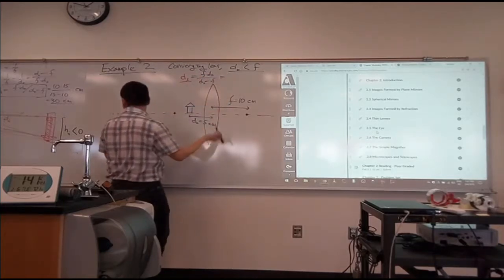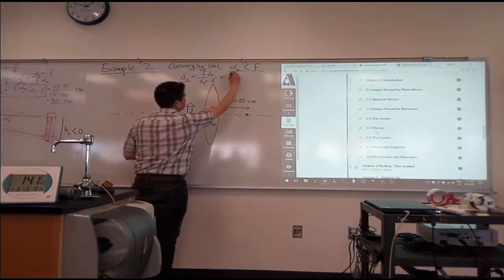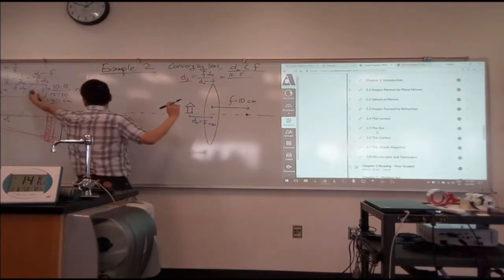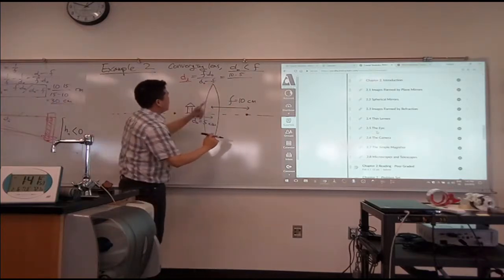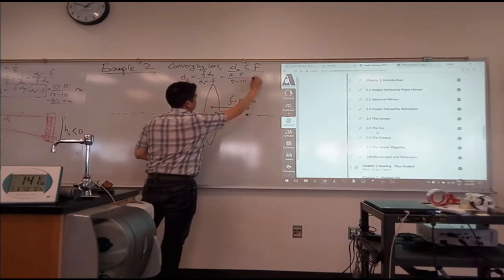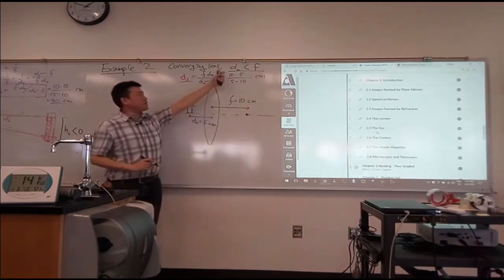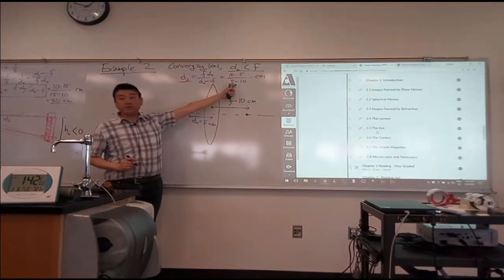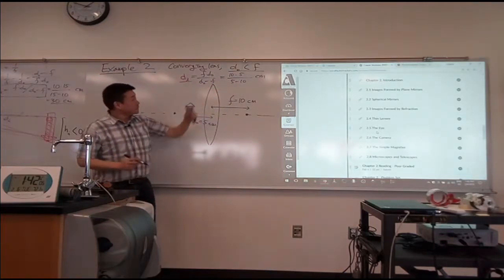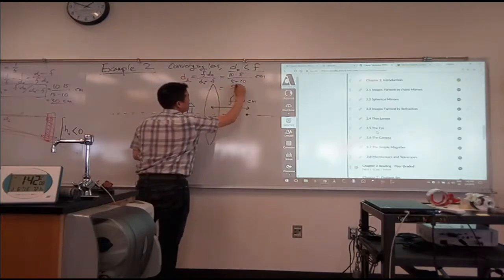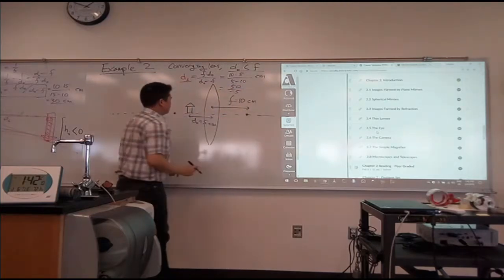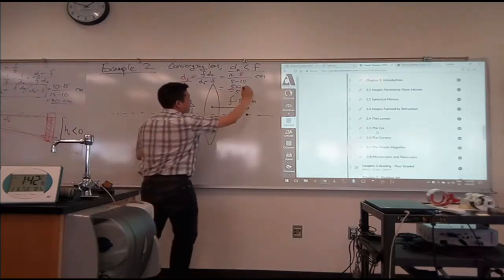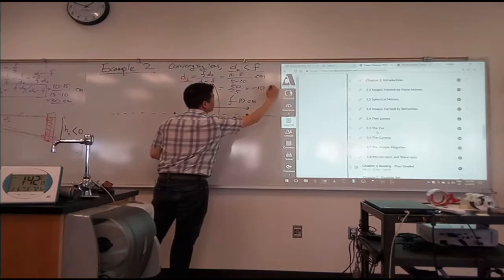That's equal to, plug in the numbers, 10 times 5 over 5 minus 10 centimeters. So I get 50 on the numerator and minus 5 on the denominator. So 50 over minus 5. Oh, I don't think I made it far enough away. That's fine. It's equal to minus 10 centimeters.